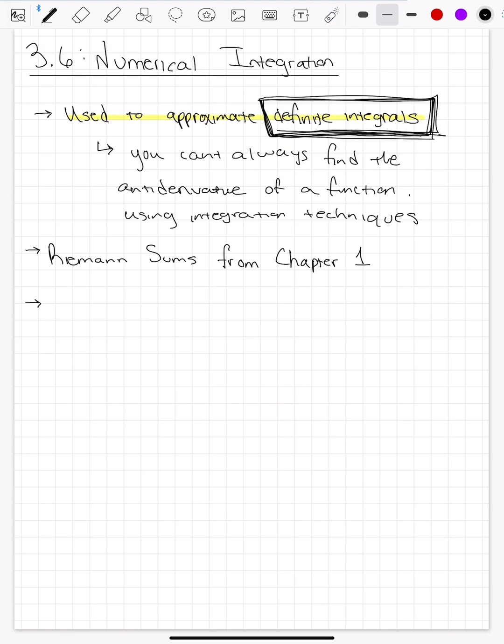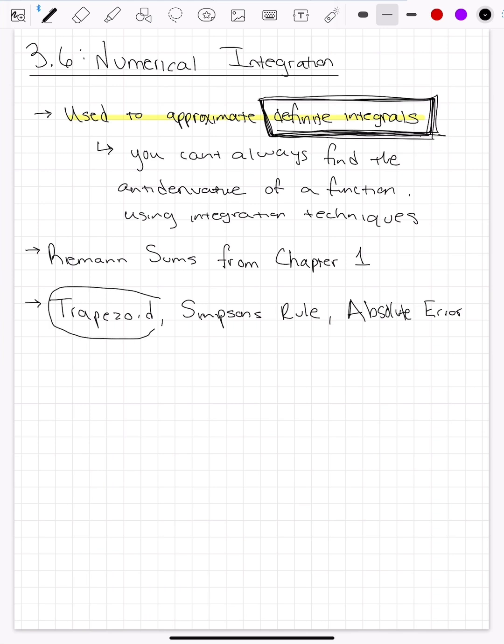In this section 3.6, we'll learn the trapezoid rule, and we'll also learn Simpson's rule. And we'll also learn how to calculate the absolute error, which will be the difference between the approximation and the actual definite integral. But in this video, I will focus solely on introducing the trapezoid rule.